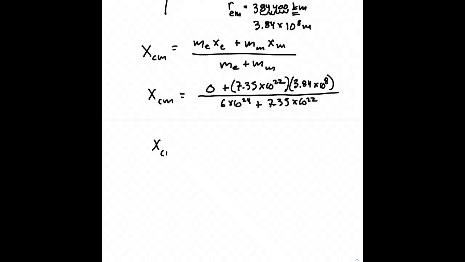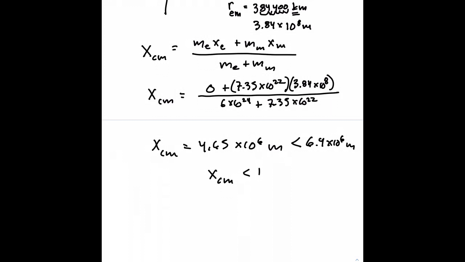So the answer we get is 4.65 times 10 to the 6th meters. But you notice that's less than 6.4 times 10 to the 6th meters. In other words, the location of the center of mass of the Earth-Moon system is less than the radius of the Earth itself. So the center of mass for the Earth and the Moon is actually located somewhere inside of the Earth. And you might imagine that the Moon orbits in a circle around the Earth, and that the center of that circular motion is the center of the Earth itself. Actually, both the Earth and the Moon are simultaneously orbiting around their common center of mass.